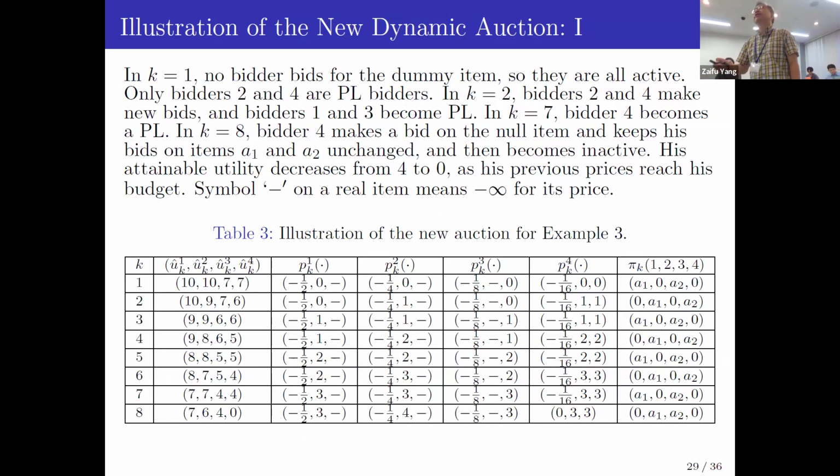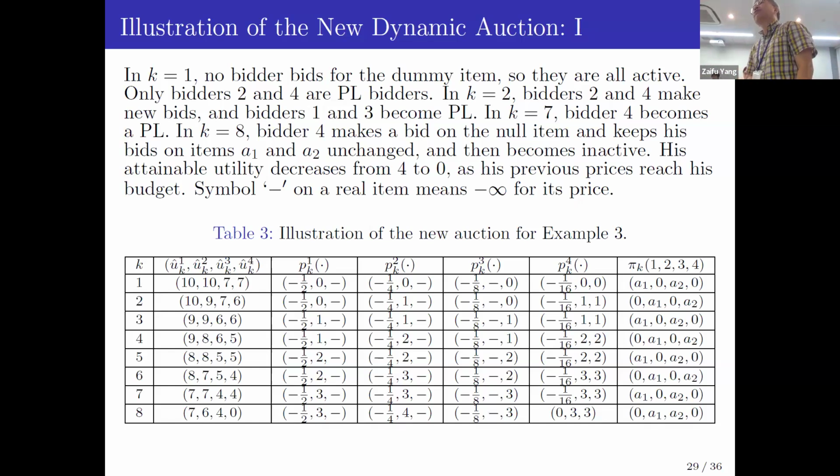So in step 7, there's a jump. Here you see from step 7 to 8, there's a huge decrease of attainable utility for bidder 4, which drops from 4 to 0. And you see the other cases are all just 1 unit. Because here they already reach the budget, and there's a big jump.